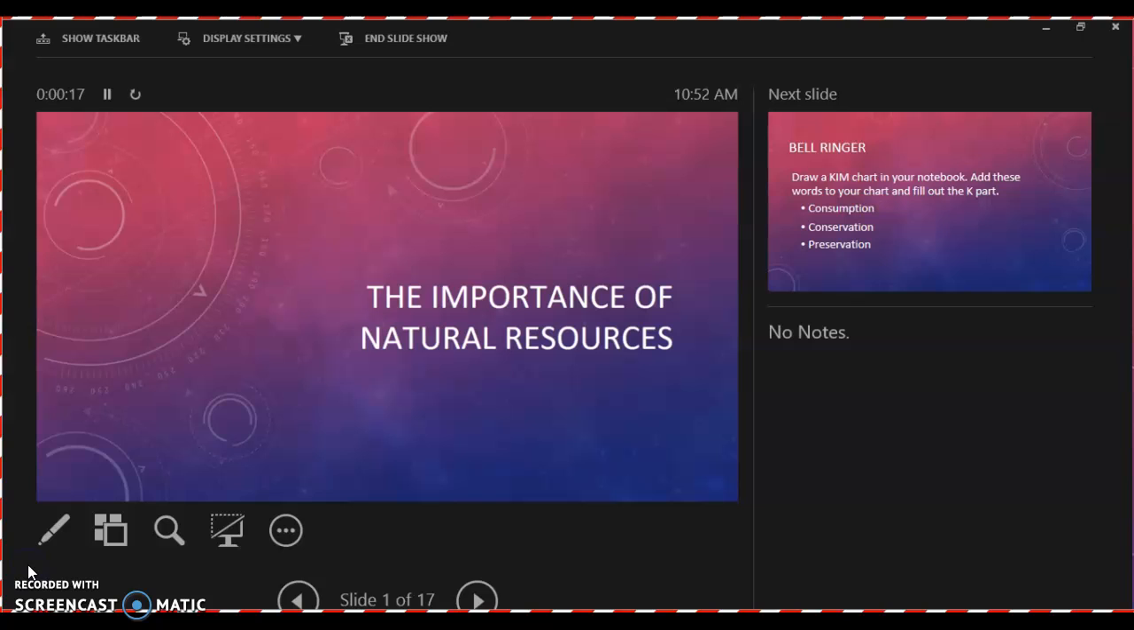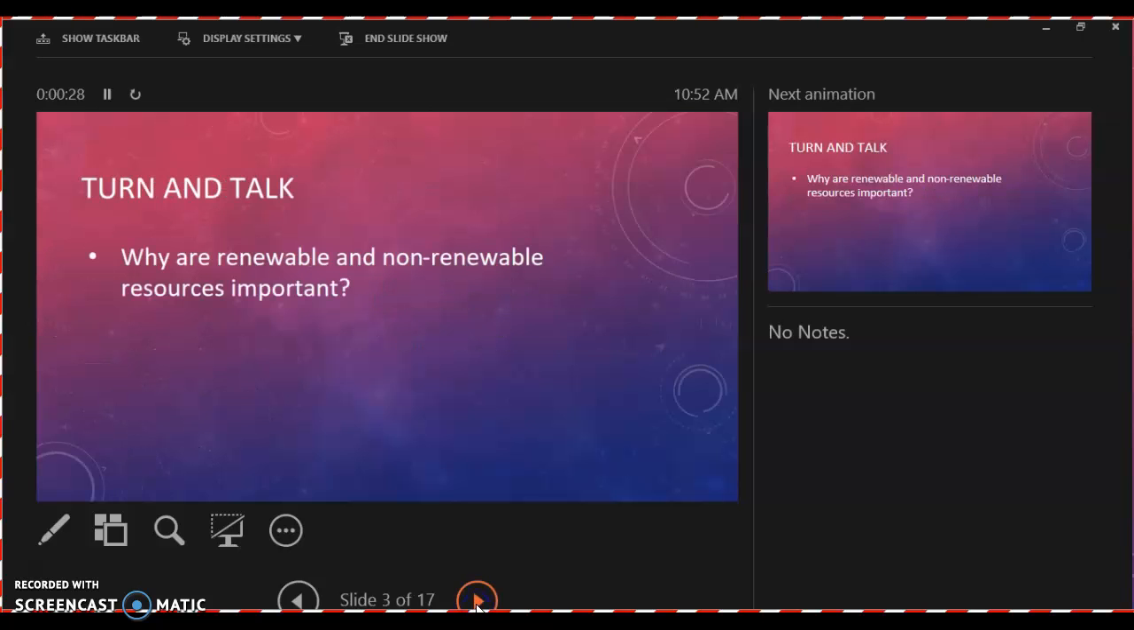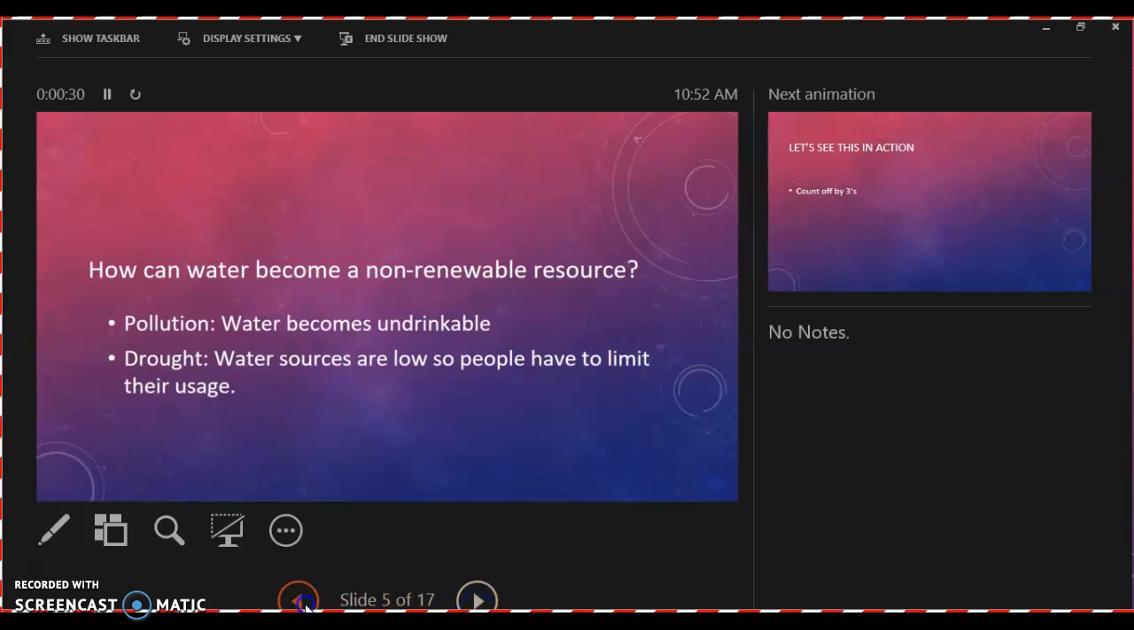Okay, so now we're going to talk about the importance of natural resources. So you can just continue in your notes how you're going. Okay, so let's talk about how water is a renewable resource, okay? So how can it become a non-renewable resource? Pollution. Water becomes undrinkable, okay? It becomes polluted to the point that we can't get it back to a drinkable state.